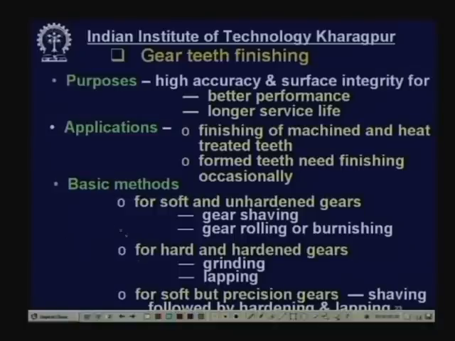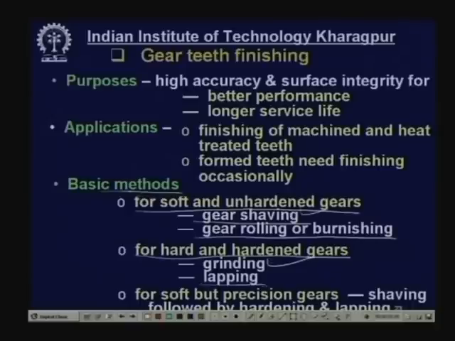There are two methods. One is basic methods for soft and unhardened gears: gear shaving and gear rolling or burnishing. Hard or hardened gears are finished by grinding, which cannot be done by shaving and lapping. For soft but precision gears, shaving is followed by slight hardening, and then finishing by lapping.